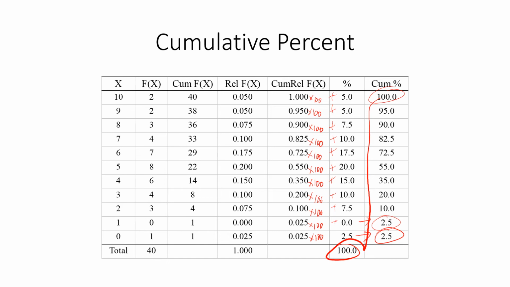So pretty easy to get there. You get to the cumulative percent by either multiplying the cumulative relative frequency by 100 or just adding up all of the percentages at and below that point. So if we looked at, let's just say this 55% here, well, it's going to be 20% here, plus 15%, plus 10%, plus 7.5, plus 0, plus 2.5. You add all those up and you get this 55%.